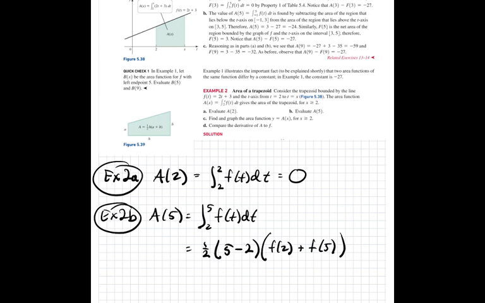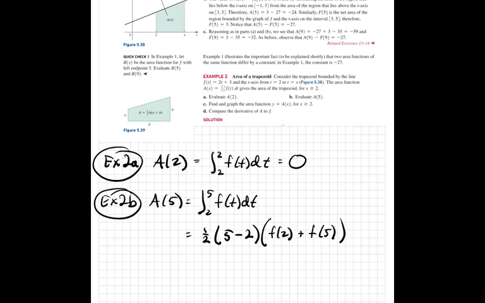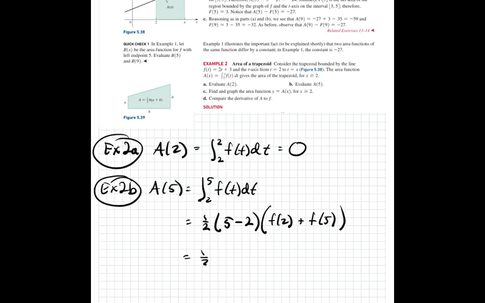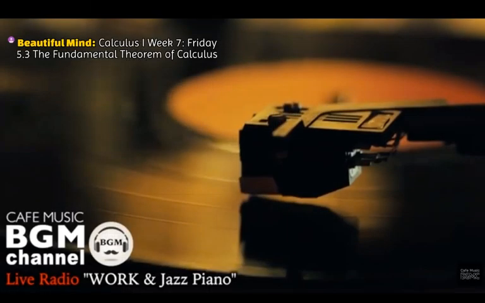So if we keep going, this is going to be 1/2 times 3 times f of 2, which is 4 plus 3, 7, plus f of 5, which is 10 plus 3, 13. What is that going to be? 20 divided by 2 is 10, times 3, which is 30. That was part B. I'm going to go with this answer for now. Give me just a moment.